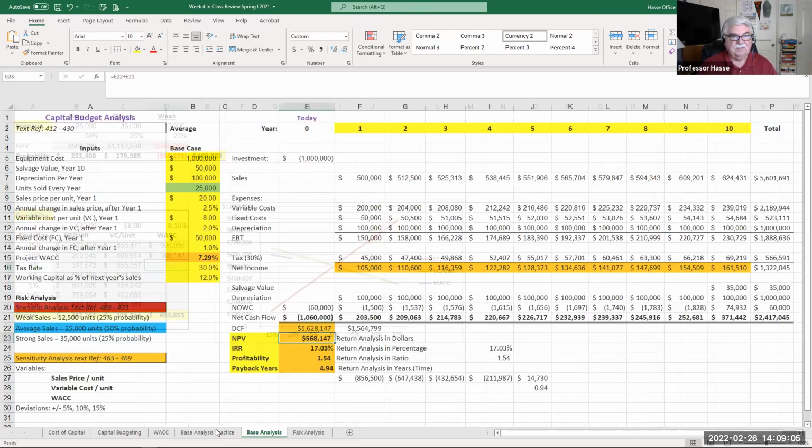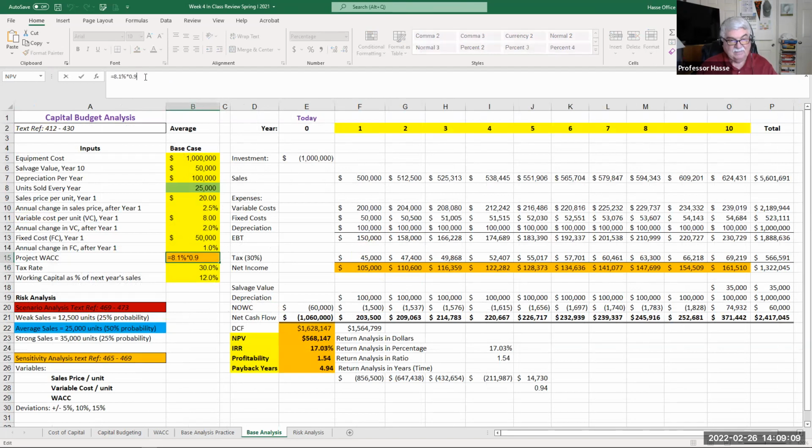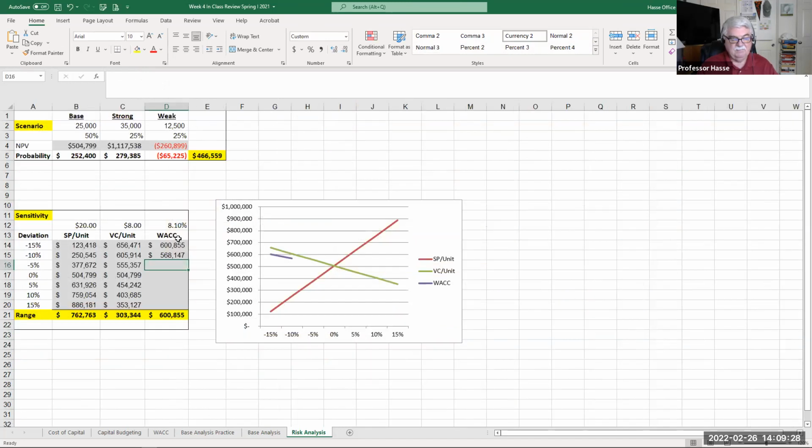A 5% reduction in our WACC, 0.95 times 8.1%. 7.7% is now our adjusted WACC number. Put that into our equation. 7.7. 535,611.